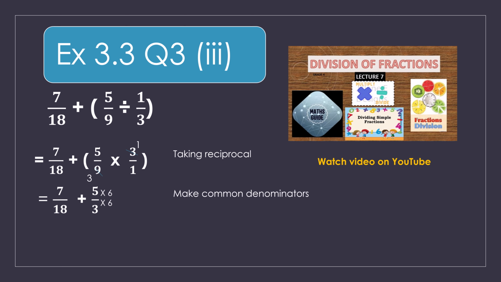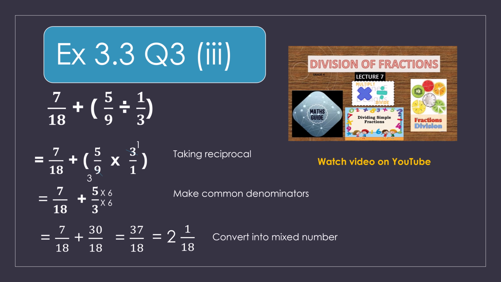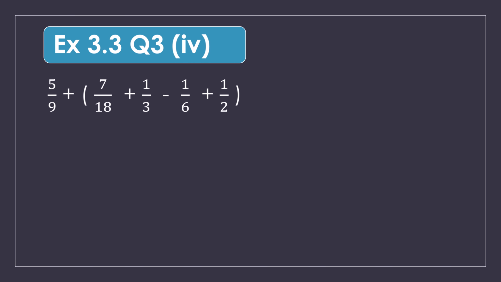So now we have 7 by 18. When added to 30 by 18, we get 37 by 18. As it is an improper fraction, we convert it into a mixed number. The final answer is 2 whole 1 by 18. This is exercise 3.3, question number 3, part 4.